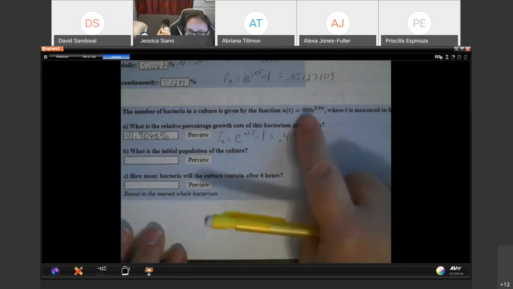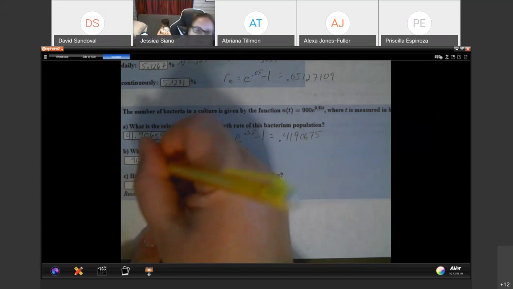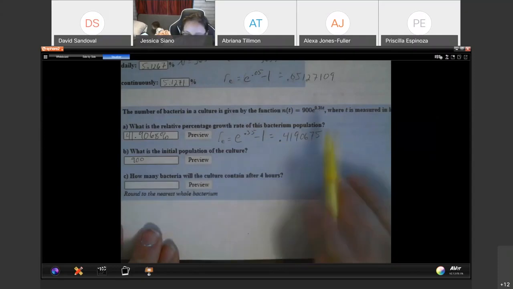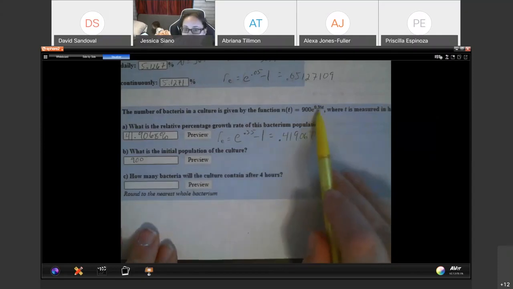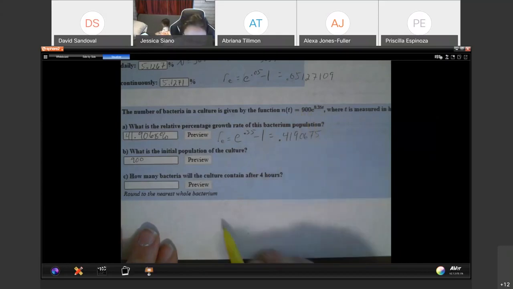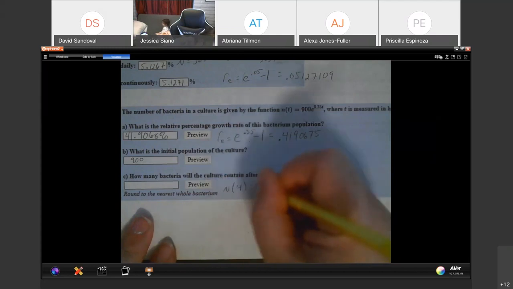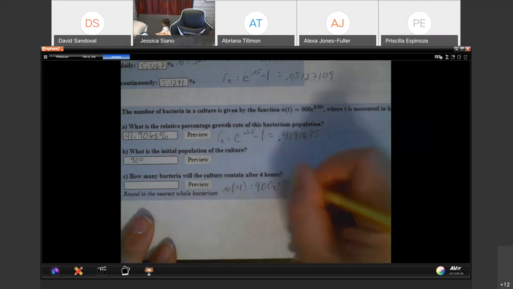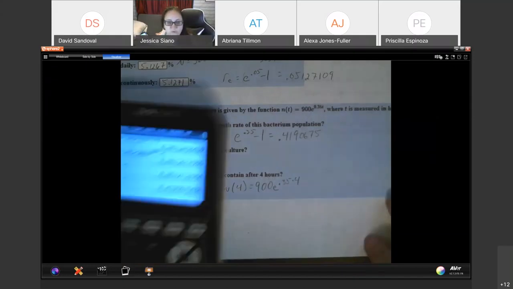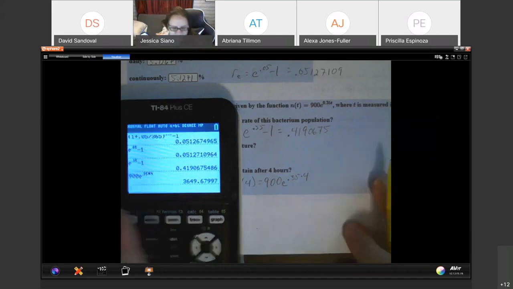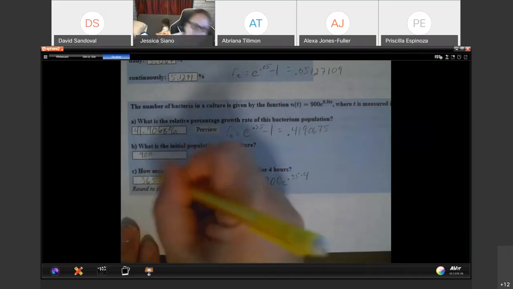The initial population is always this number in front, so that's 900. Because when time is 0, this would be e to the 0, which is 1 times 900. Okay, and then how many bacteria will there be after 4 hours? .35 times 4. 3650 bacteria.